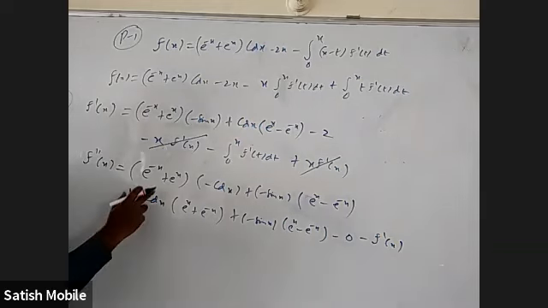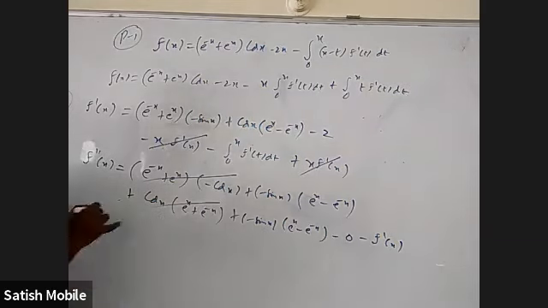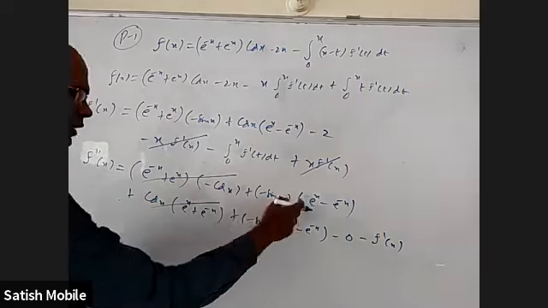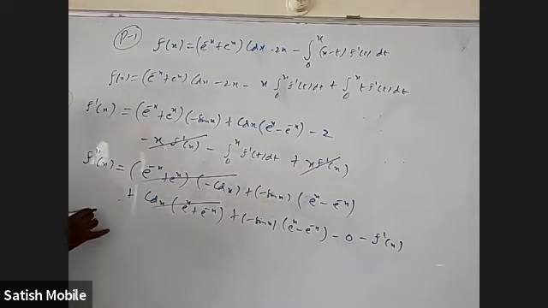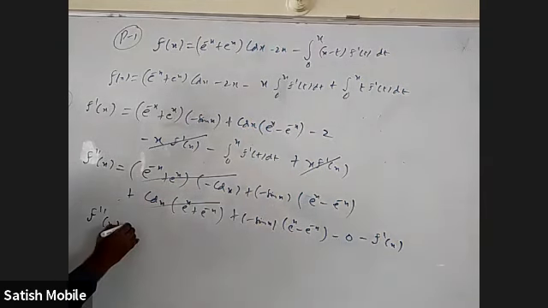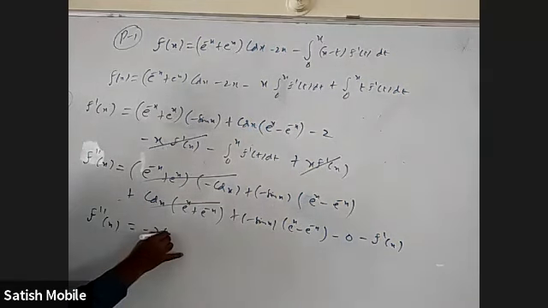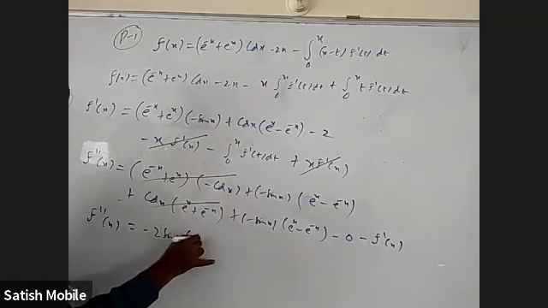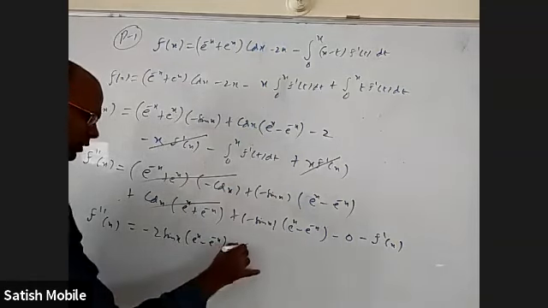Okay. This one is the same, they're getting completely cancelled. Here they're getting added up. So I got f''(x) equal to -2 sin x into (e^x - e^(-x)) minus f'(x).